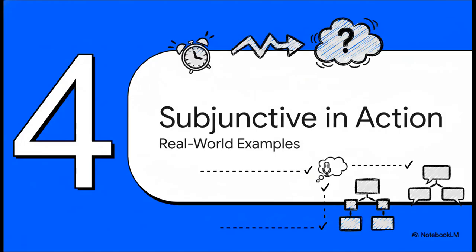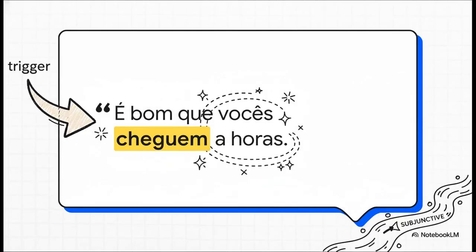Okay, theory is one thing, but let's see how this works out in the wild. We're going to look at a few real sentences so you can see this trigger plus subjunctive pattern in action. Take a look at this one. We've got our trigger, é bom que, and what comes next? Not the regular present tense chegam, but cheguem, the subjunctive. It's a direct result of that trigger phrase.